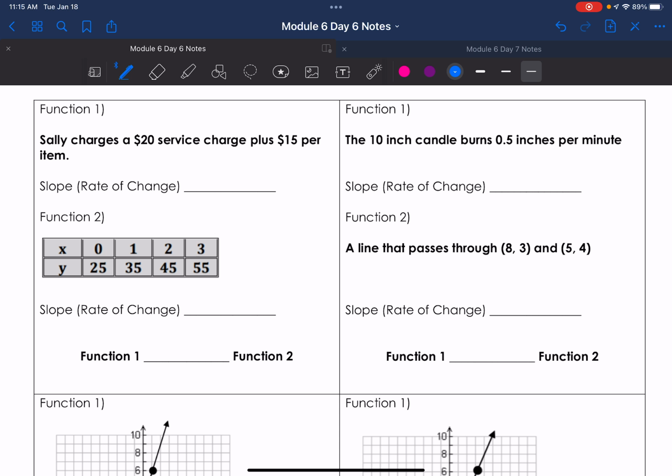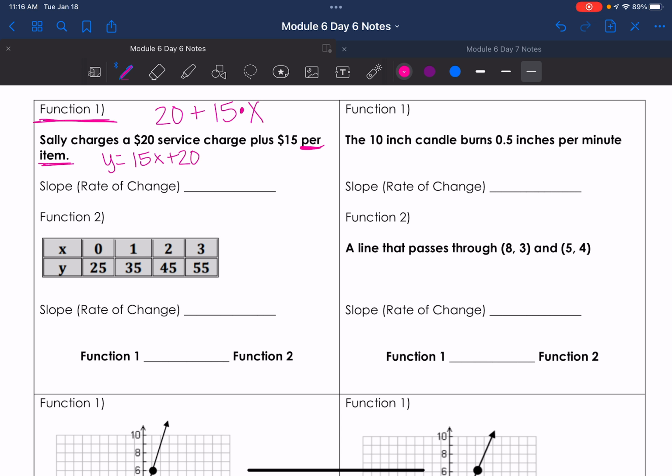So it says Sally charges a service charge plus $15 per item. So when we look at function number 1, Sally charges $20, so she charges $20 overall, plus $15, and this is where you see per item. So do we know how many items she has? No, so we say per means to multiply, and the number of items we don't know. Well, $20 plus 15 times x, or we can write this as y equals 15x plus 20.